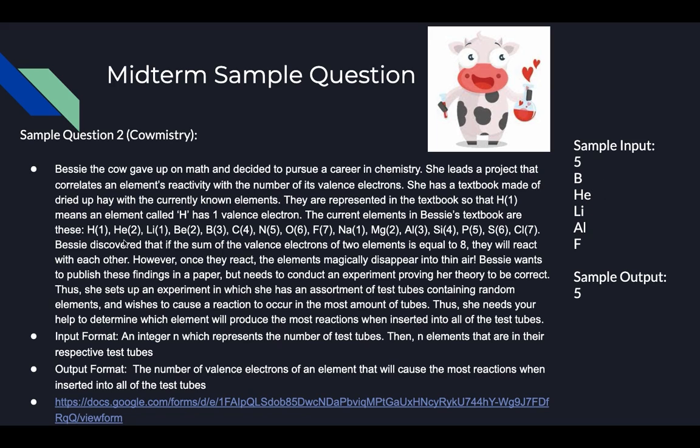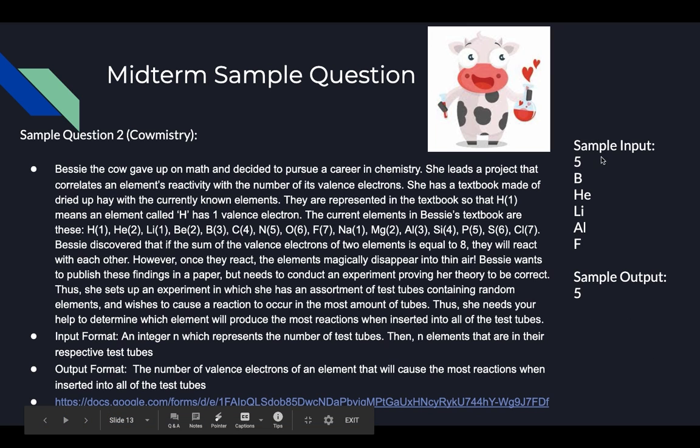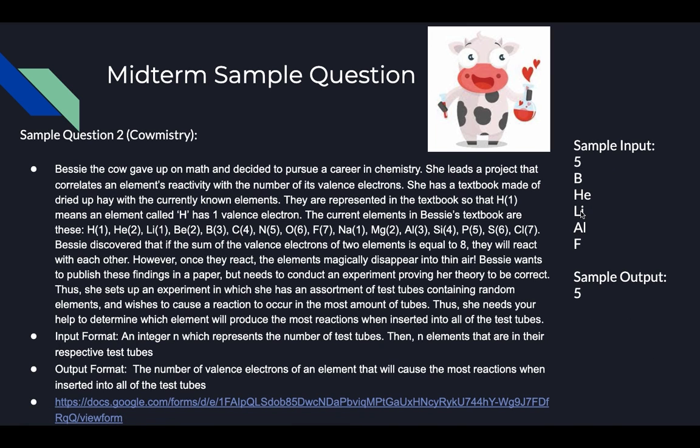Will it react with helium? No, because helium's 2, and 2 plus 5 is 7, not 8. Lithium is 1, and 1 plus 5 is not 8. Aluminum is 3, and 3 plus 5 is 8, so that's 2 reactions. And fluorine is 7, and 7 plus 5 is not 8. So that's 2 reactions. If you test any other number, even 1, 2, 3, 4, 6, 7, there's no 8, so it's only up to 7. So if you tested any of them, they'd get either 0 or 1 reaction. That's why 5 is the number of valence electrons of the element that will cause the most reactions.